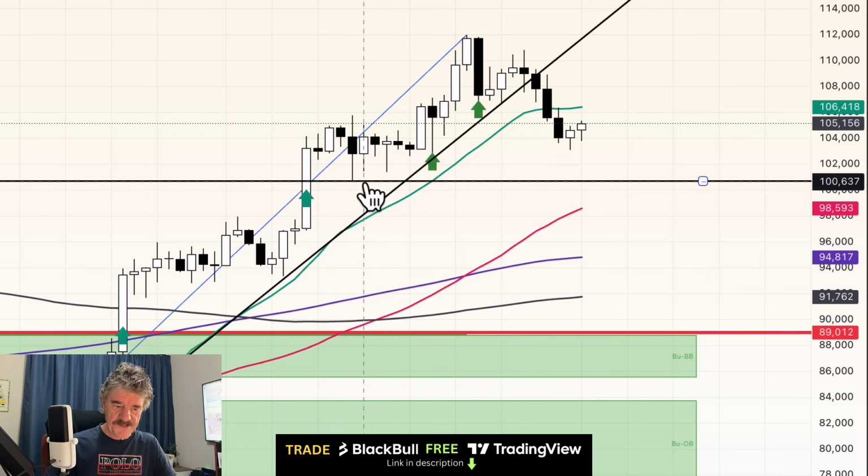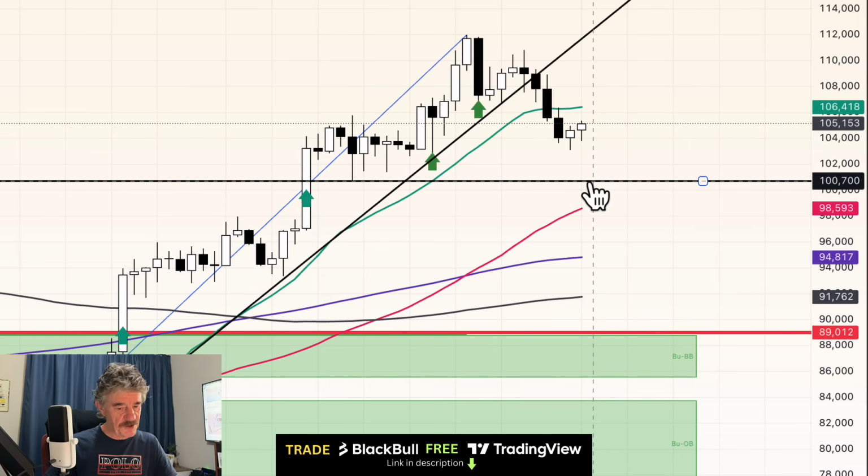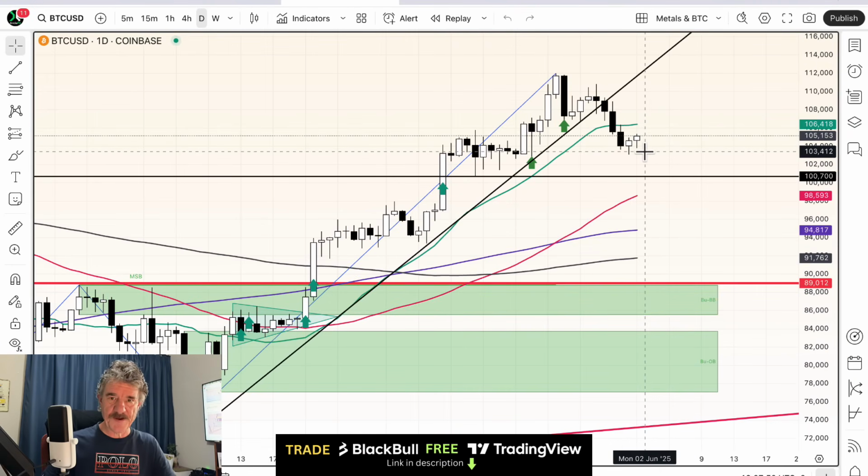Bear in mind, we do have a CME gap at about 96,000, just about where this green arrow is, so watch out for that. That might have to be tested. But as long as we hold above here, and I think more importantly, the big round 100, and we don't close below 100, we should be okay for the next leg up. And I'm expecting Bitcoin to get to about 125, and then about 165.